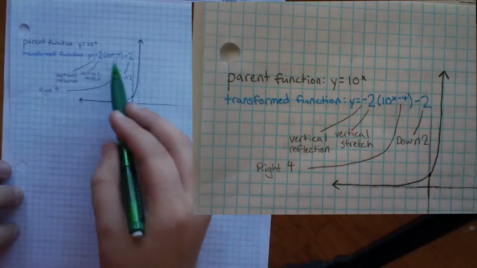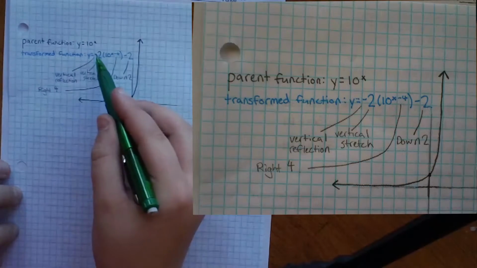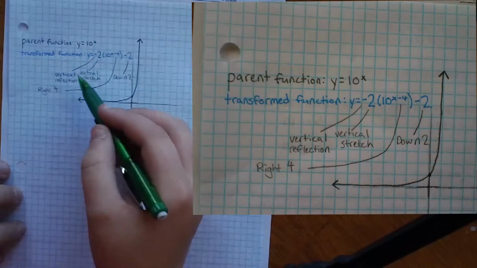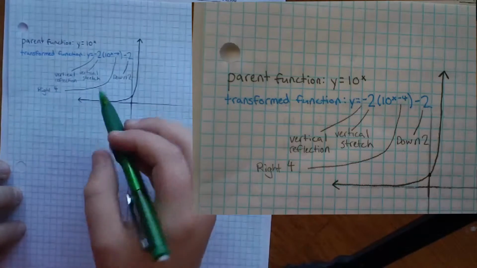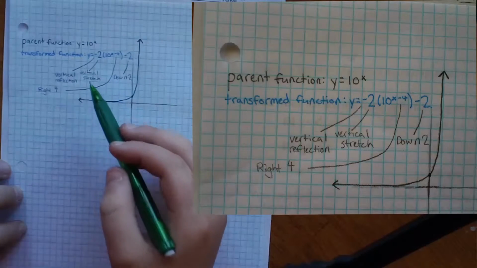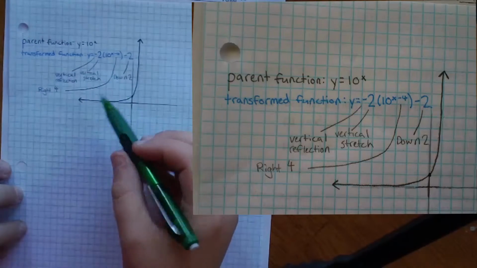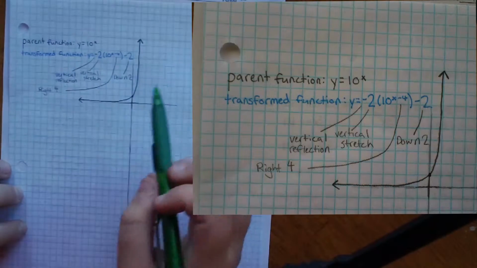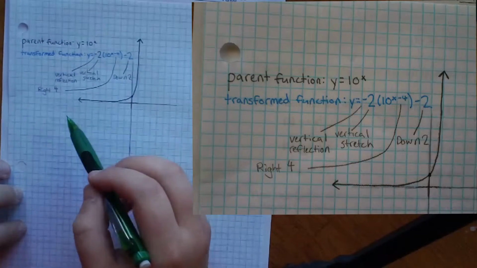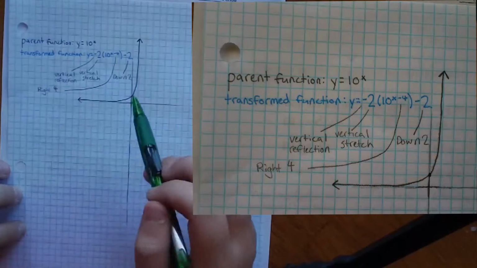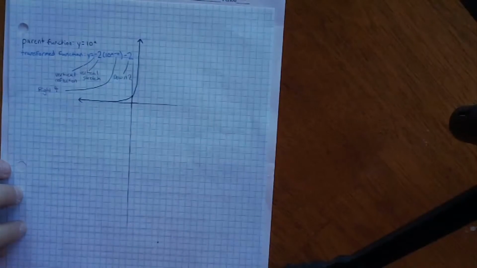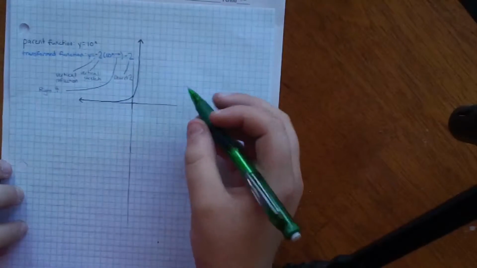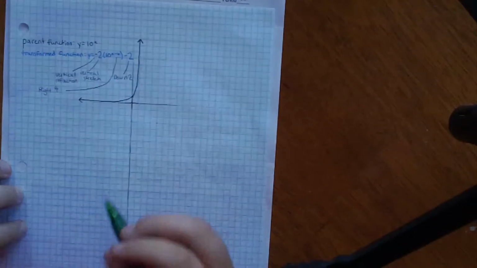And basically what this function does is the negative makes it a vertical reflection to the parent function I've drawn here, and then the 2 makes a vertical stretch to the parent function. The minus 4 right here makes it move to the right 4 units, and the minus 2 here makes it move down 2 units. So the first thing that I need to do would be the vertical reflection right here.